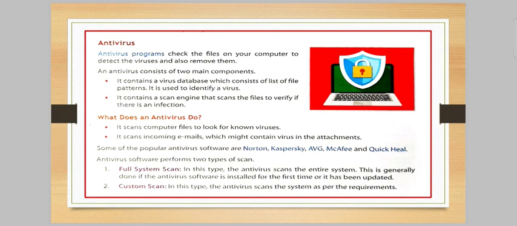It contains a virus database which consists of a list of file patterns. It is used to identify a virus. Next, it contains a scan engine that scans the file to verify if there is an infection. So there are two components of antivirus. First is the virus database and second is the scan engine.